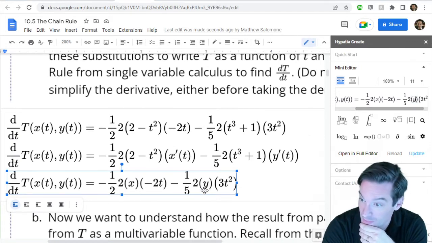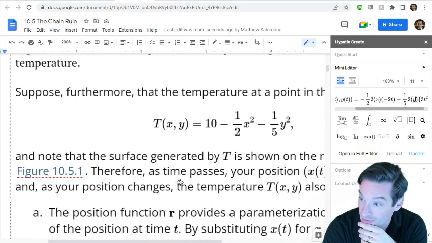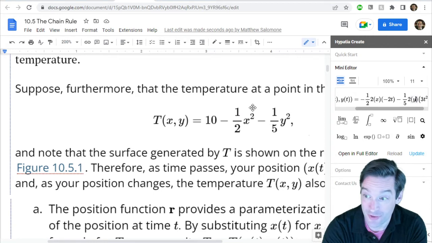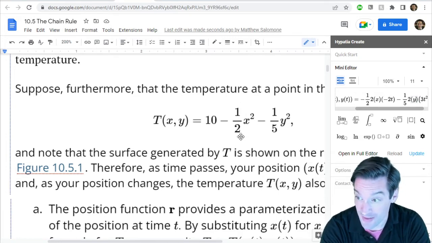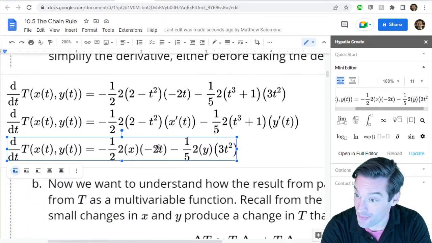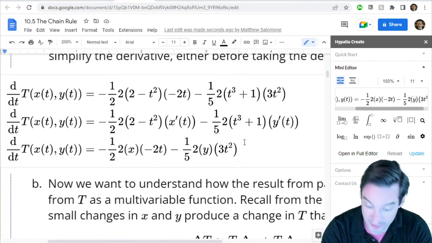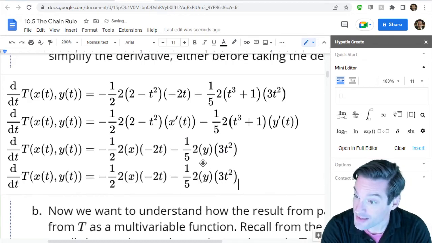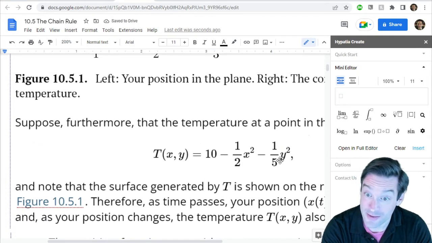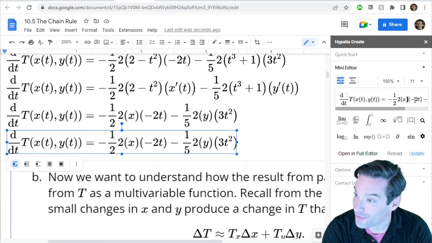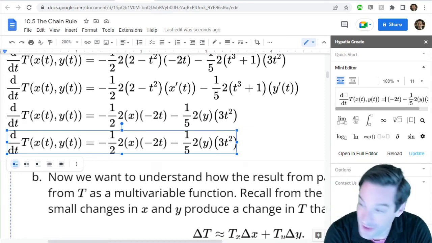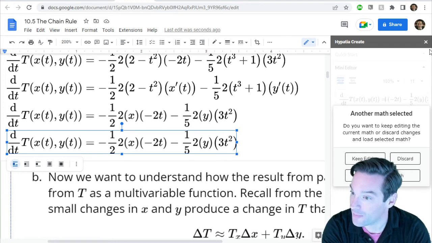And now if I look at what I have here, I have negative a half times 2x. And what is negative a half times 2x? That's actually the x partial derivative of my T function, right? Because with respect to x, everything else is a constant except for this middle term, and its partial derivative is minus a half times 2x. So that minus a half times 2x is nothing more than the partial derivative of capital T with respect to x. Similarly, minus a fifth times 2y is exactly the y partial derivative of my capital T function. And so what we can talk ourselves into on this example.